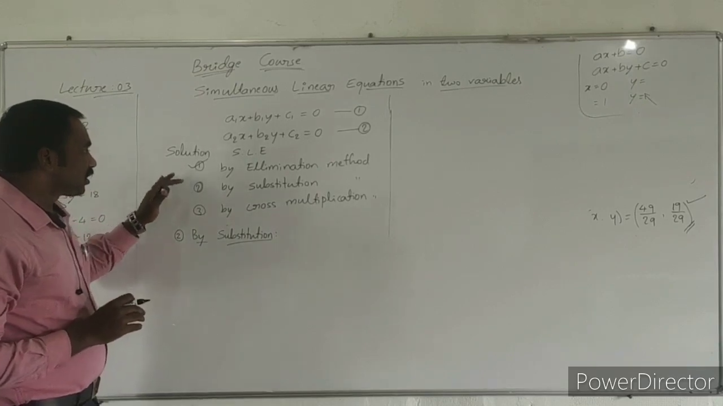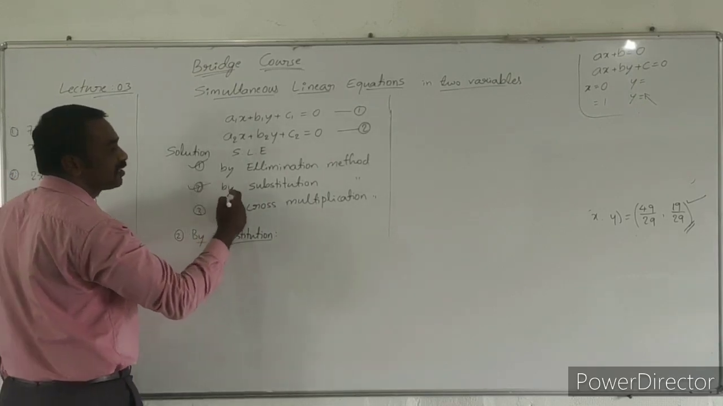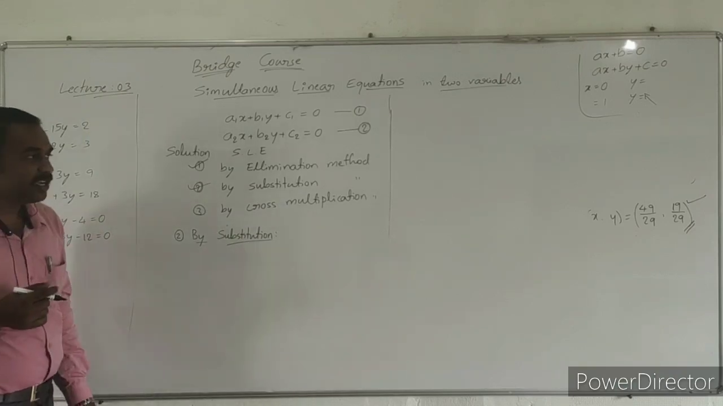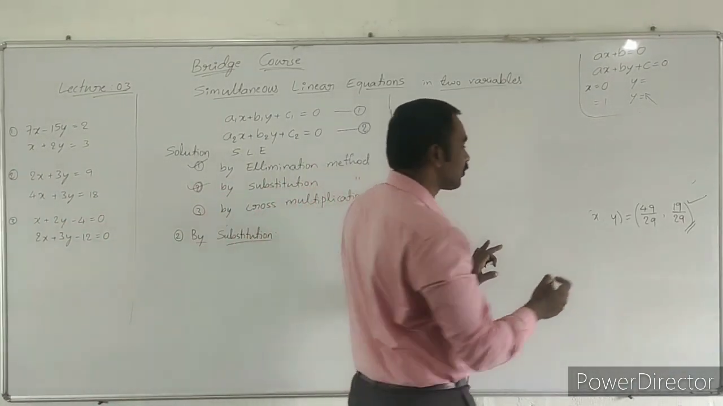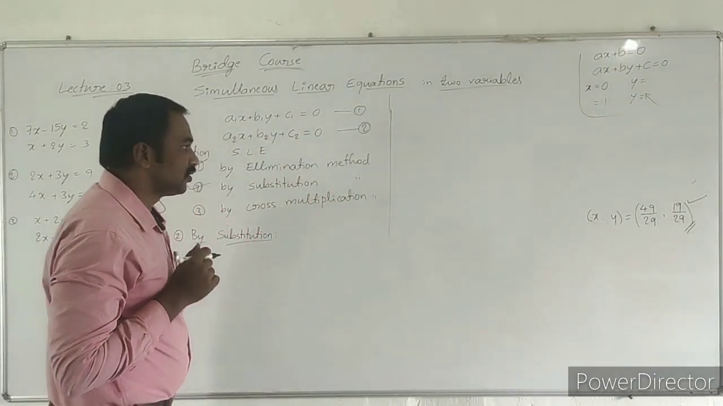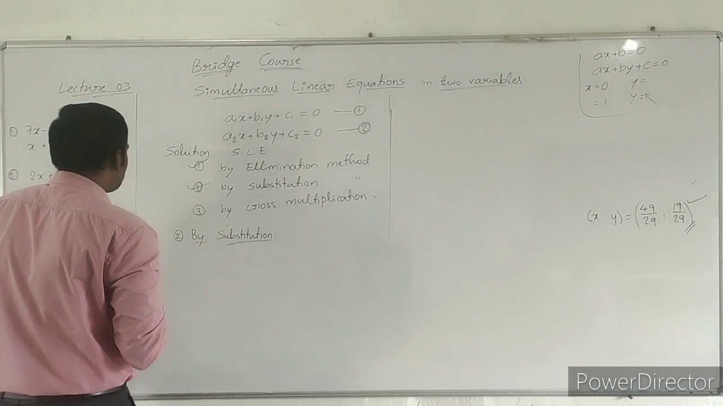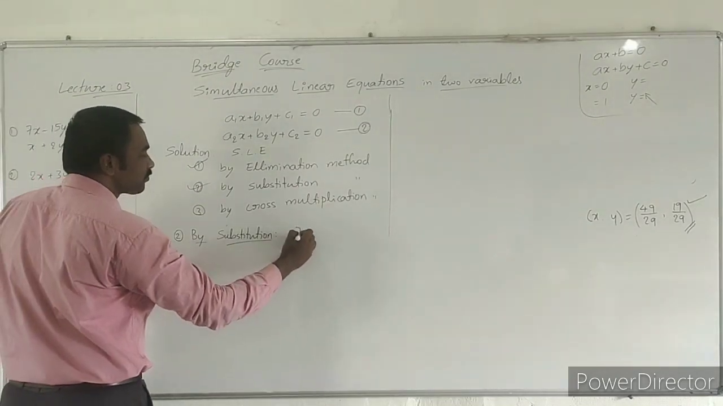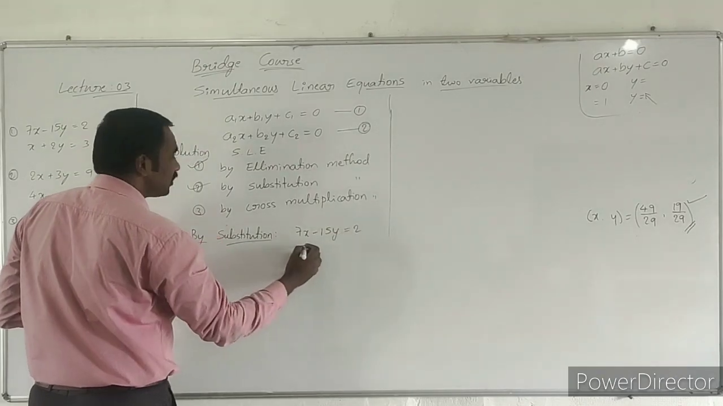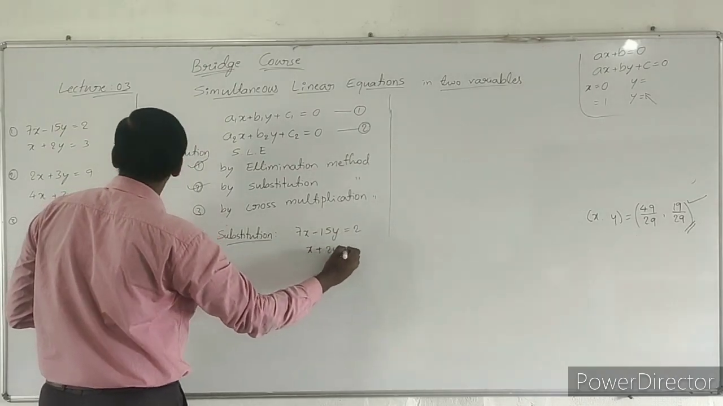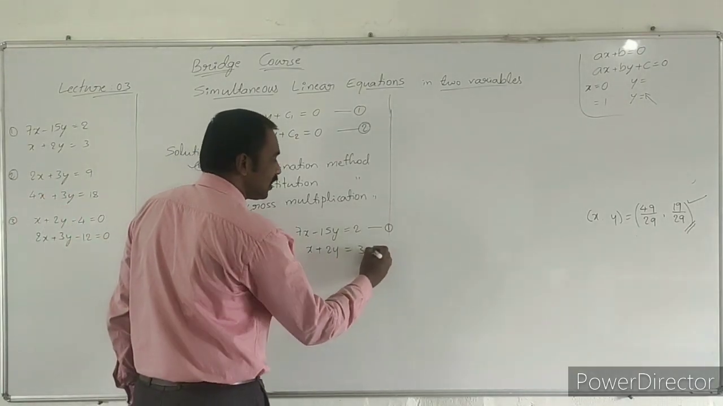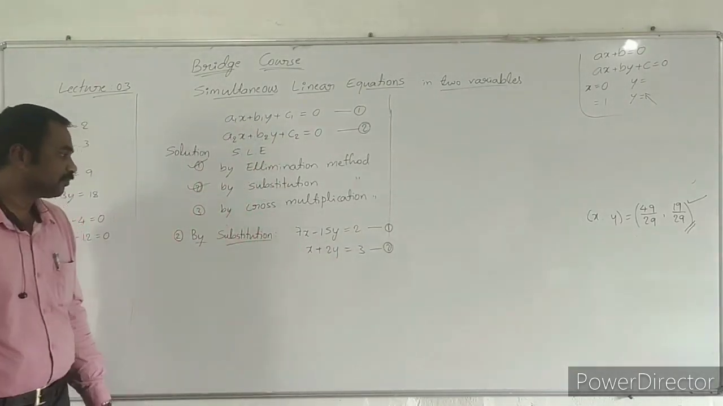Now come to the second method, the substitution method. I'll take the same example, because we just get the confirmation, as I already mentioned, that it has only one solution. Now the equations are 7x minus 15y is equal to 2 and x plus 2y is equal to 3. I call this equation number 1 and this equation number 2.